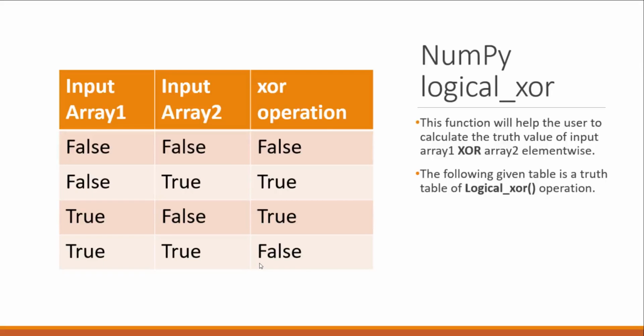Now we will understand our last function, that is the logical XOR function. Basically this function helps the user to calculate the truth value of input array 1 XOR array 2 element-wise. In this case both the input arrays must have the same shape. So this is the truth table of the logical XOR operation. In this table, if the input array 1 value is false, and the input array 2 value is also false, then it will return the false value. Suppose the value is false and the second input array value is true, then it will return a true value.